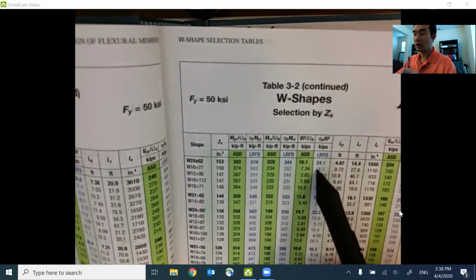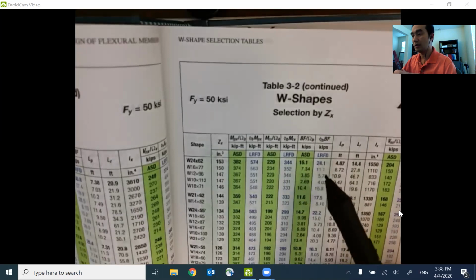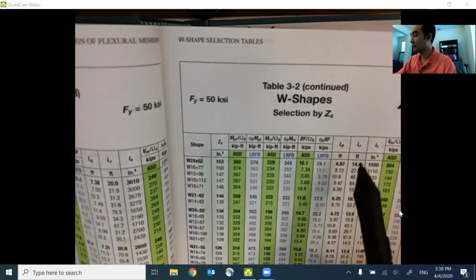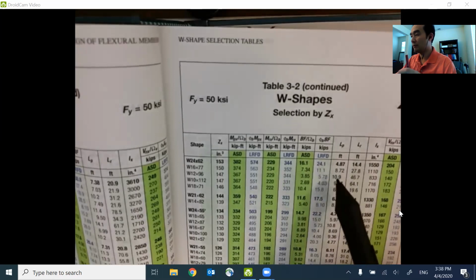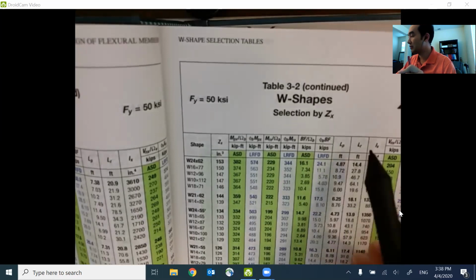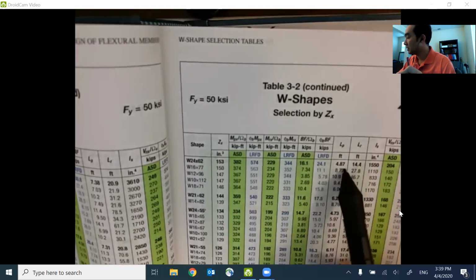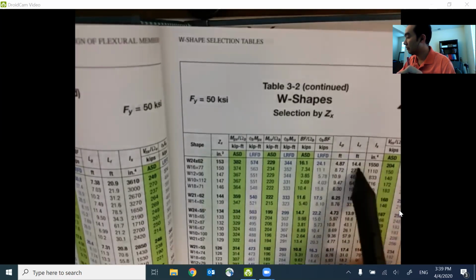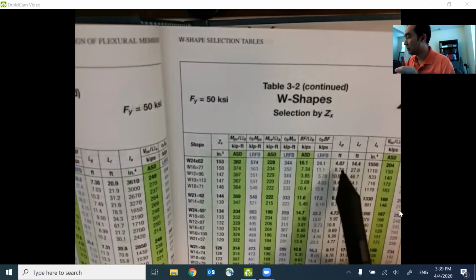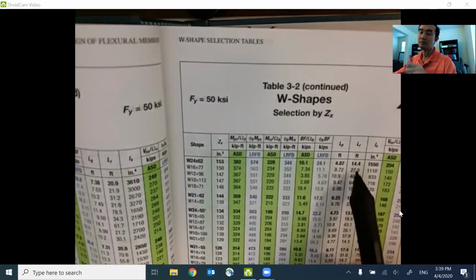But the first thing you have to check is whether our unsupported length is less than L sub p or larger than L sub p and less than L sub r. So we have to look at the range, the position of our L sub b. L sub b was 8 feet. For this given section, 24 by 62, L sub p is 4.87 and L sub r value is 14.4. So that means our L sub b, the unsupported length, was 8 feet, which is in between L sub p and L sub r, right?